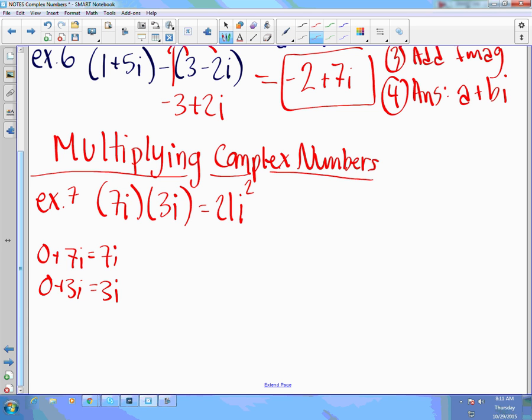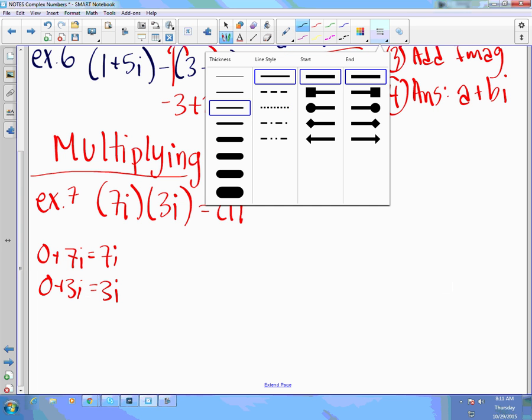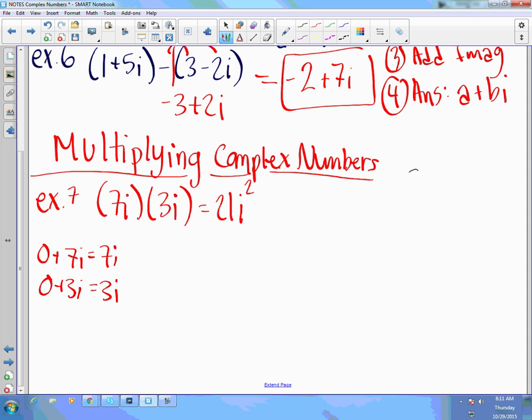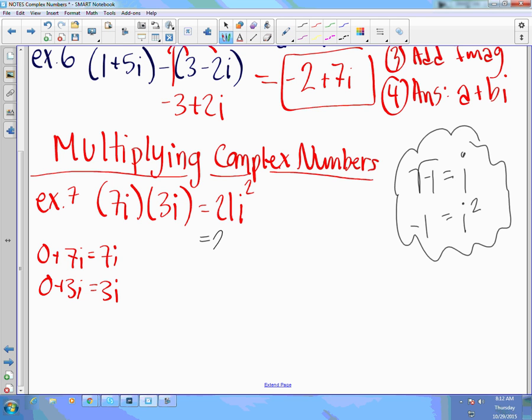I squared. However, when I told you to memorize 2 things, the square root of negative 1 is what? I, and I squared is negative 1. I squared is a real number. So we have to convert this I squared. You can never leave I squared in your answer.